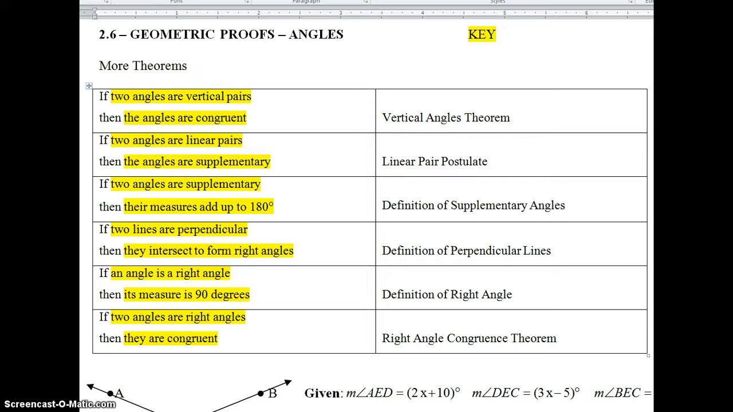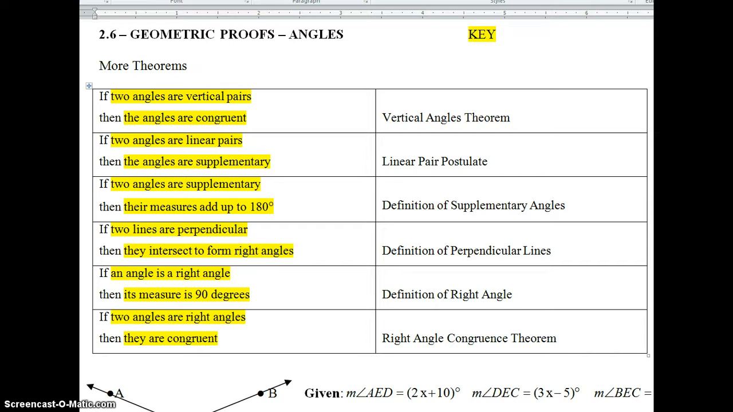So that means if you have two lines that have a little square on it, you're going to start with the definition of perpendicular lines, which is they intersect to form right angles, and then you're going to go right into the definition of a right angle, which is if the angle is a right angle, then it measures 90 degrees. You can't jump from two lines are perpendicular to they measure 90 degrees. You have to put those two together, so just lock that into your brain. Definition of perpendicular lines goes first, and then the definition of a right angle to get to your 90 degrees.